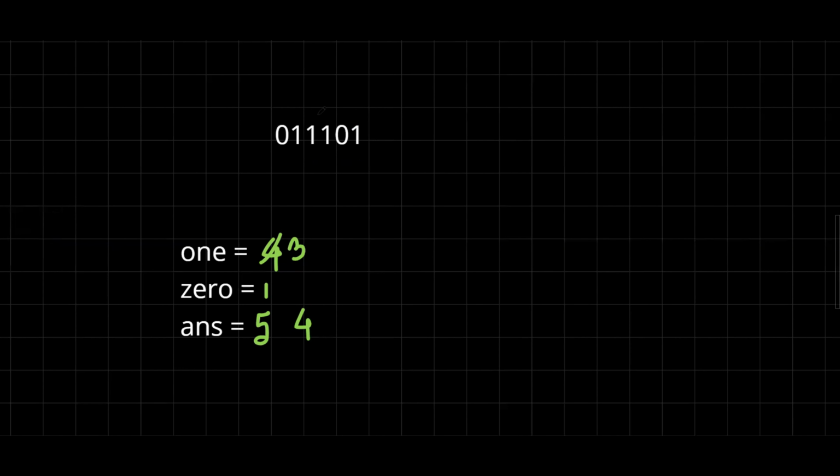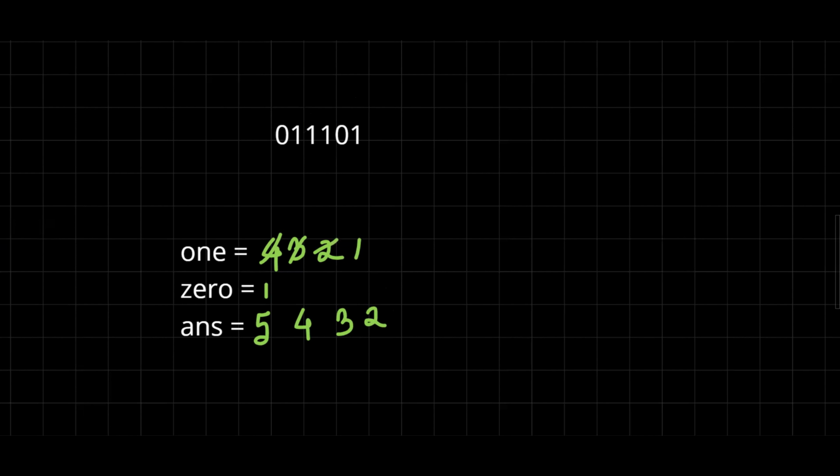Now, if I divide the string here, the number of 1s in the right part will be 2, but the number of 0s in the left part will still be 1. So the answer will be 2 plus 1, which is 3. Now, if I divide the string here, the number of 1s in the right part will be 1, and the number of 0s in the left part is still 1. So the answer will be 1 plus 1, which is 2.